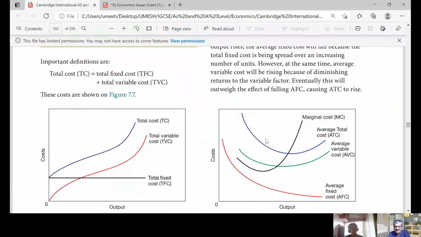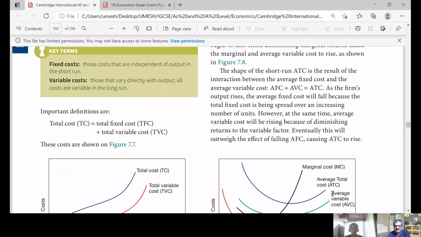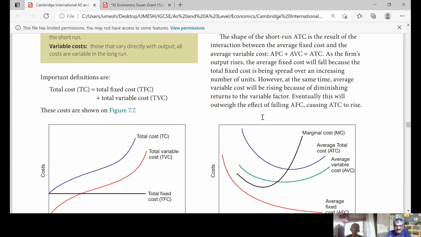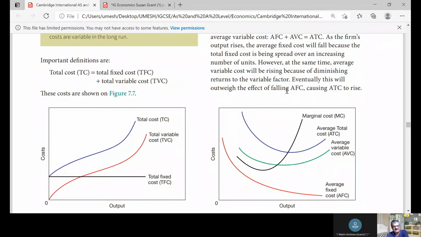So as you go on increasing the output on the x-axis, your average fixed cost, that is the red line, will always fall down, because the total fixed cost is being spread over an increasing number of units. However, at the same time, average variable cost will be rising because of diminishing returns to the variable factor. Eventually, this will outweigh the effect of falling AFC, causing average total cost to rise.